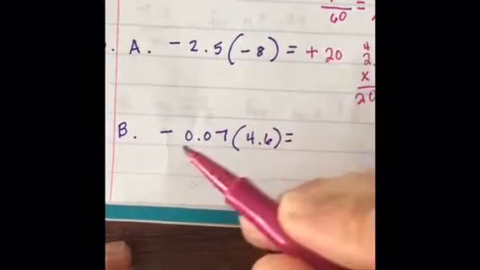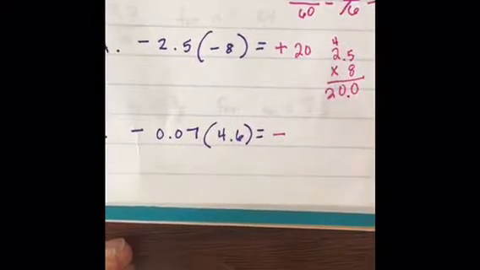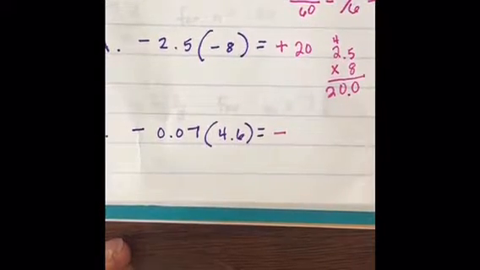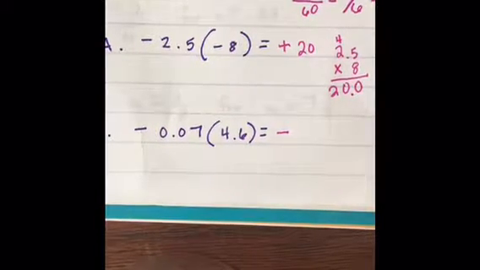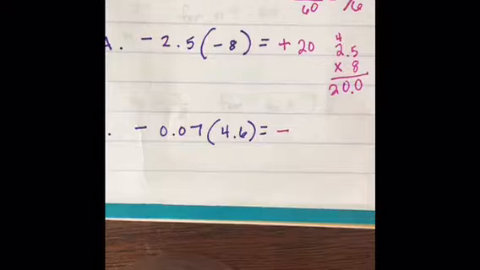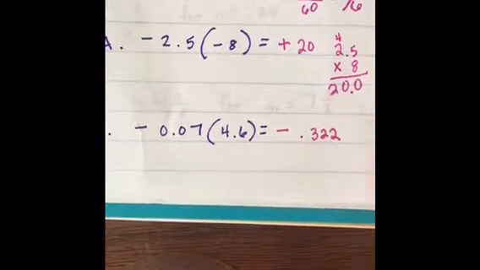Now let's try it with this one. Only one negative sign, so the answer is going to be negative. And I'm going to put the 4.6 on top. Actually you could have done either way, but I like to put fuller numbers on top. 4.6 times 0.07, 7 times 6 is 42, 28, 32, 3 decimal places, so it's 0.322, and it's negative. And there is our final answer.